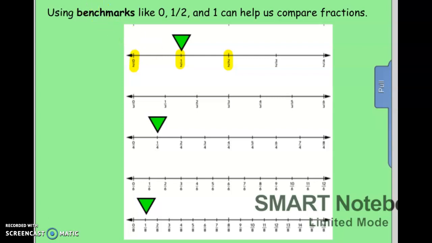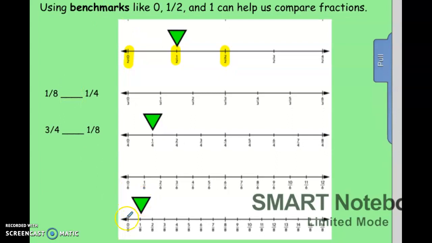Let's try to compare these. 1/8 is closer to 0 than 1/4 is, so 1/8 is less than 1/4. Let's try 3/4. Here's 3/4 and 1/8. Again, 1/8 is closer to 0 than 3/4. 3/4 is closer to our 1 benchmark, so 3/4 is greater than 1/8.